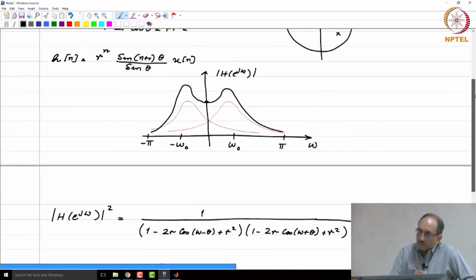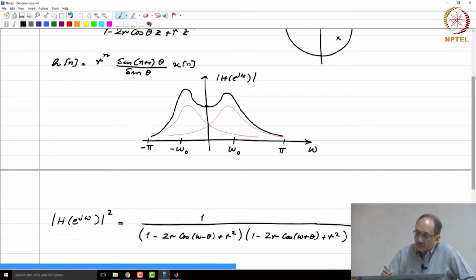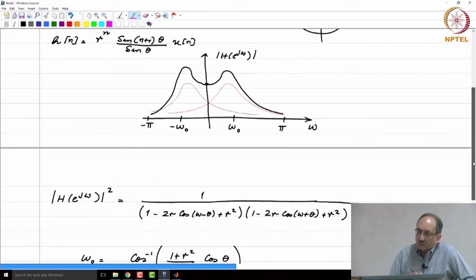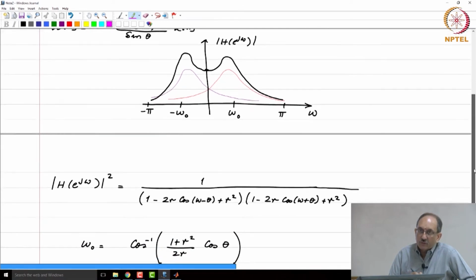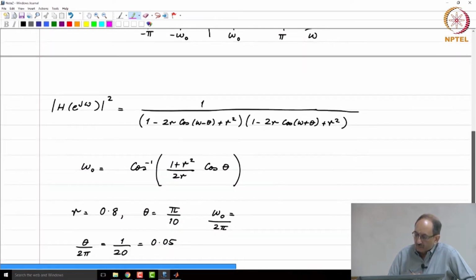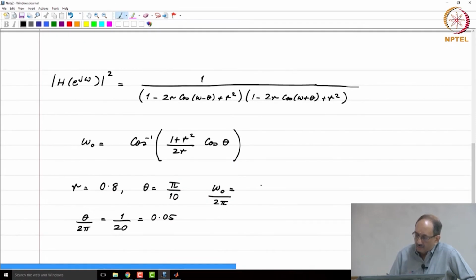Therefore, you would have expected this peak to be located at 0.05, ordinarily speaking, if you had not thought about the interference from the tail. But now you see that there is interference, and so the peak is not precisely at the angle at which the pole is located, but shifted, and it turns out to be 0.03. All right, and this you can also verify in MATLAB.